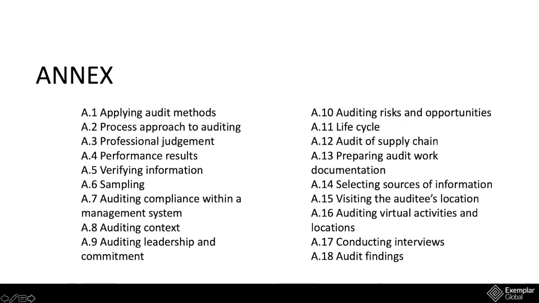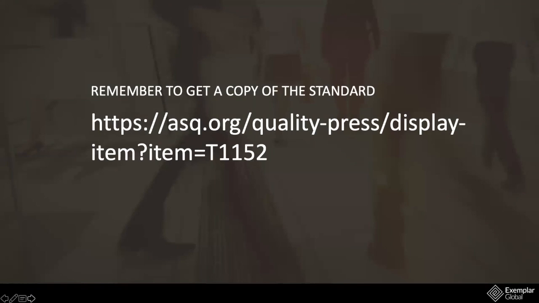For example, A11 has to do with life cycle. They should have some knowledge about what that means and how one would go about auditing life cycle or auditing a supply chain. So it is particularly important for team leaders to have more knowledge and to be better versed in the guidance that is available within those annexes. And next, we reiterate one final time, get a copy of that standard, ISO 19011:2018. It's got a lot of good stuff in it that is going to help you as an auditor and help you pass your exam. And I'll turn it back to you, Scott.